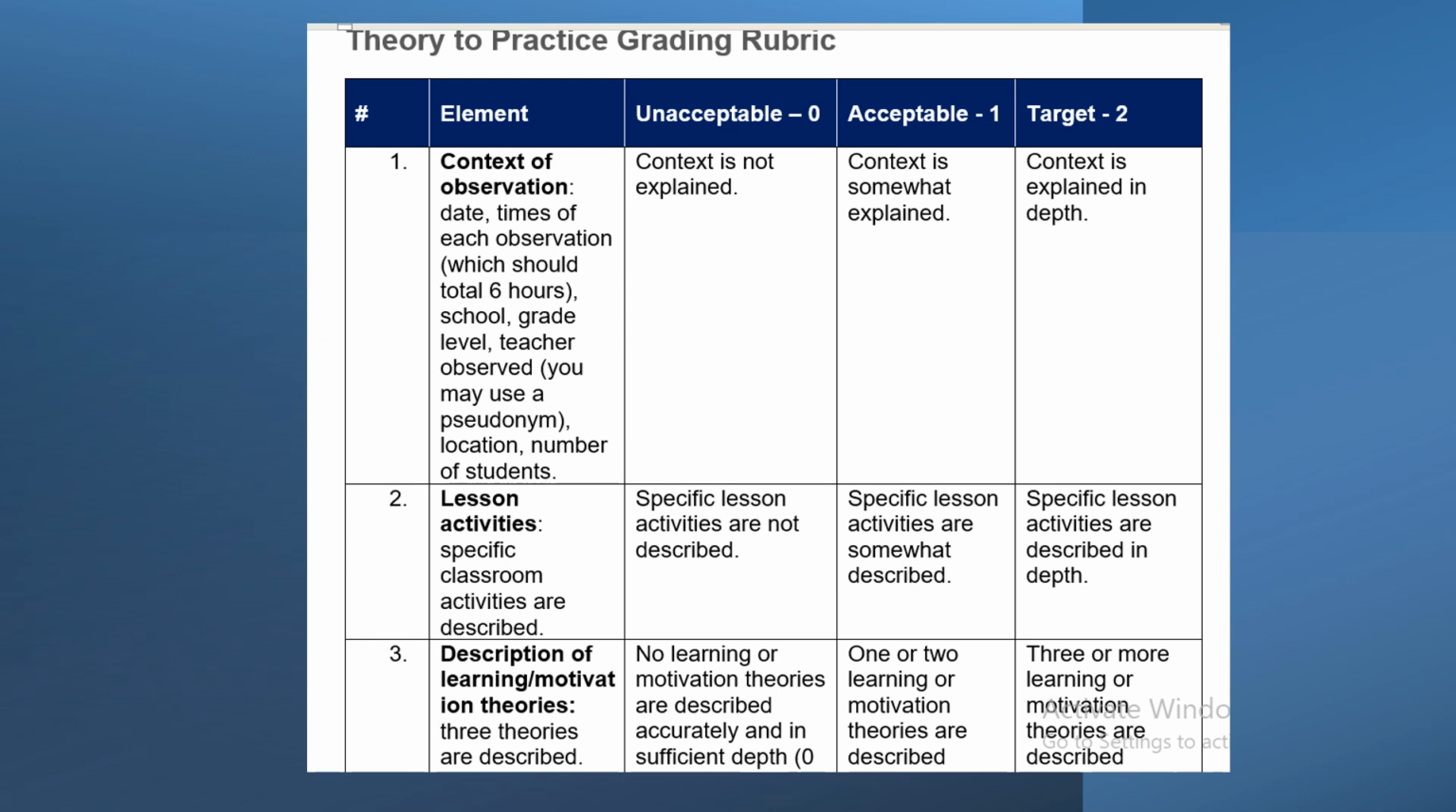Let's take a look at the grading rubric that I will use to score your paper. You'll notice that the grading rubric closely corresponds to the sections that we talked about before, the context of the observation. Did you fully describe it? Did you describe specific classroom activities? Did you describe the 3 learning theories in sufficient detail? And again, look at that exemplar paper to see the level that you need to go here.